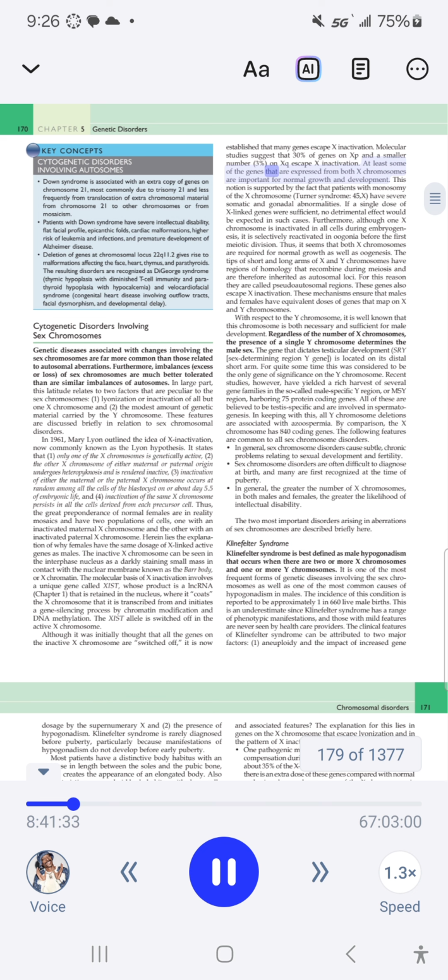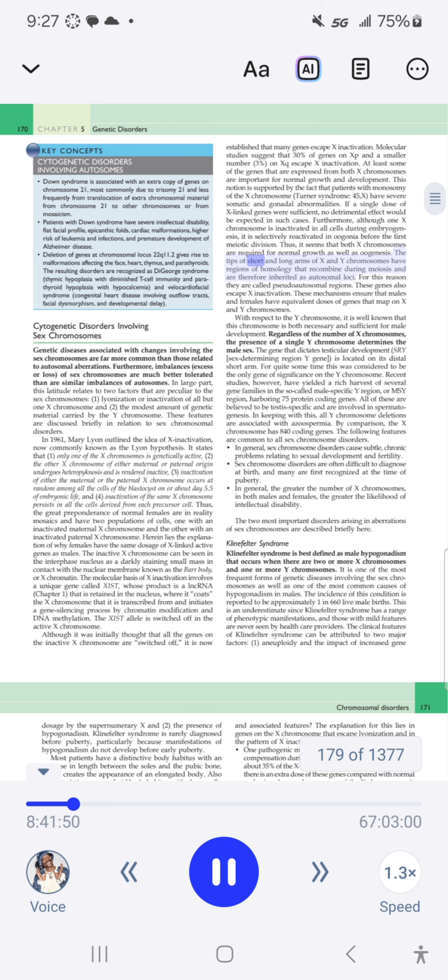At least some of the genes that are expressed from both X chromosomes are important for normal growth and development. This notion is supported by the fact that patients with monosomy of the X chromosome, Turner syndrome 45,X, have severe somatic and gonadal abnormalities. If a single dose of X-linked genes were sufficient, no detrimental effect would be expected in such cases. Furthermore, although one X chromosome is inactivated in all cells during embryogenesis, it is selectively reactivated in oogonia before the first meiotic division. Thus, it seems that both X chromosomes are required for normal growth as well as oogenesis.